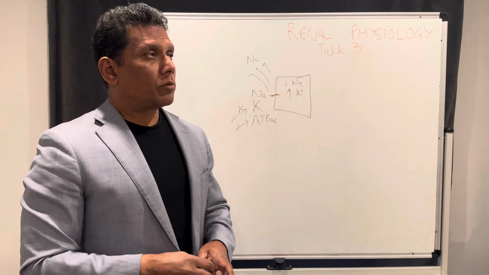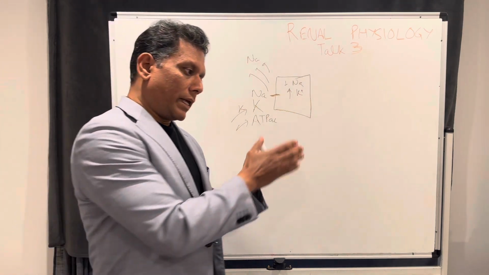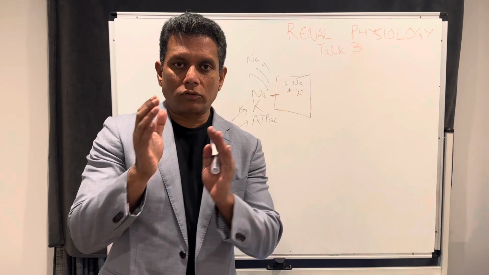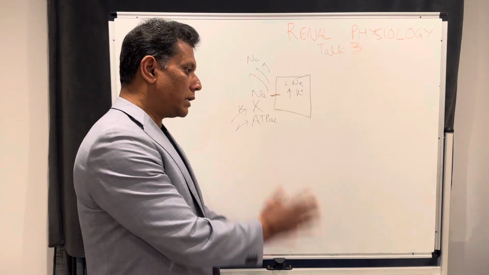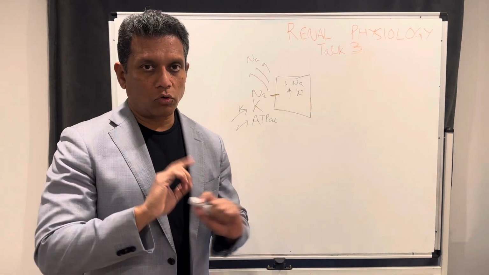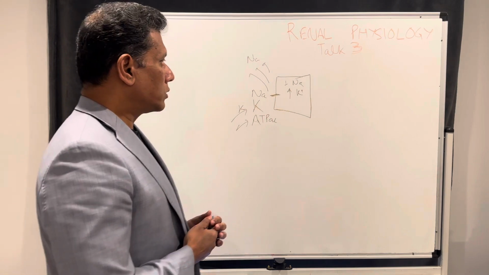So in this one, let's talk about potassium and hydrogen and bicarbonate. All I want you to remember is hyperkalemia leads to metabolic acidosis. Metabolic acidosis leads to hyperkalemia. These two go hand in hand. And we'll go to hypokalemia and acidosis in a while. So let's see how does that happen.